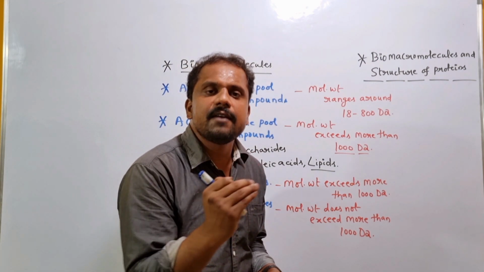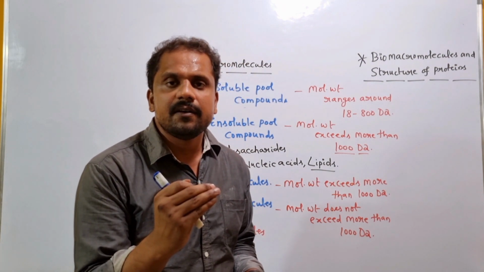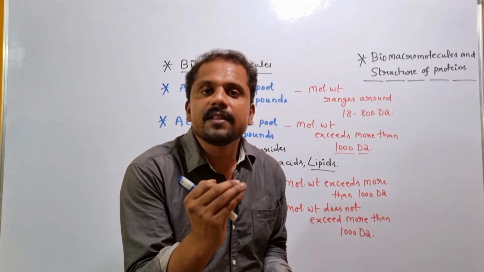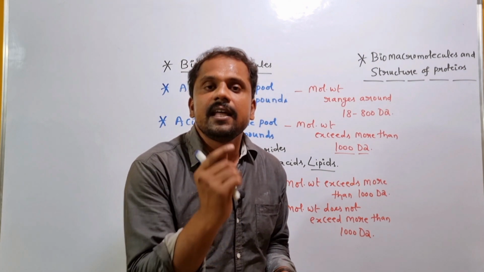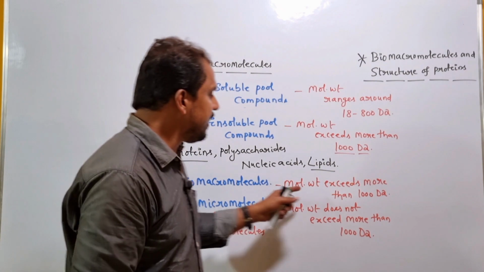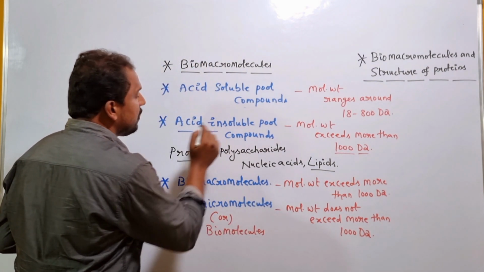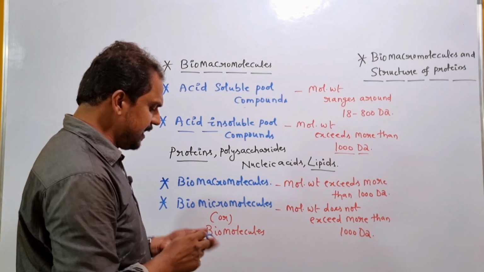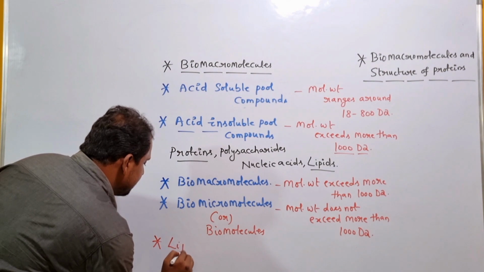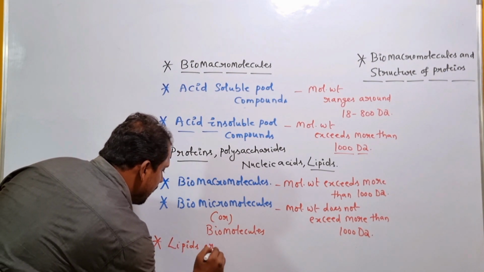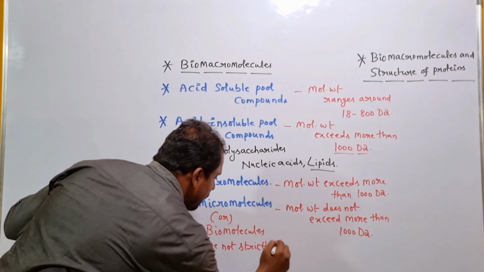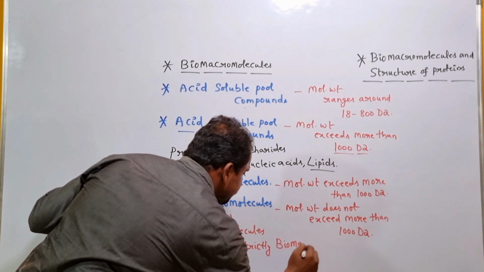Is it clear? The phospholipids which are a component of the cell membrane or plasma membrane are widely distributed all over the surface of the living organism. So the reason why the lipid molecule, though its molecular weight won't exceed more than 1000 Dalton, is placed under the acid insoluble pool. And in addition to this, if we consider one particular living tissue, let me write it here. Lipids are not strictly biomacromolecules.